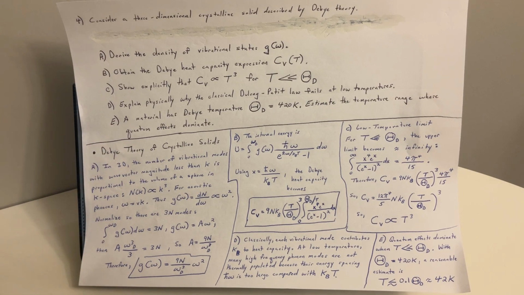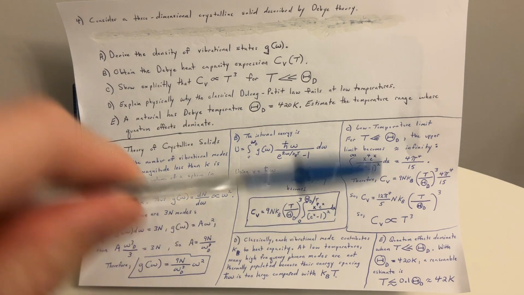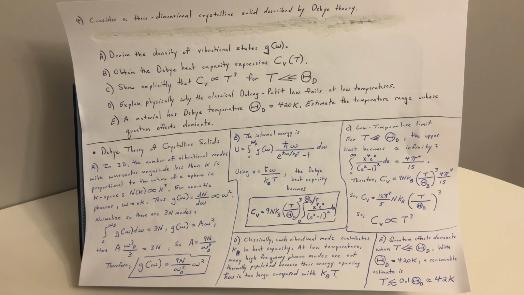Okay, and part E, a material has a Debye temperature θ sub D equals 420 K. Estimate the temperature range where quantum effects dominate. Quantum effects dominate when T is much less than θ sub D. With θ sub D equal to 420 K, a reasonable estimate is about 42 K.